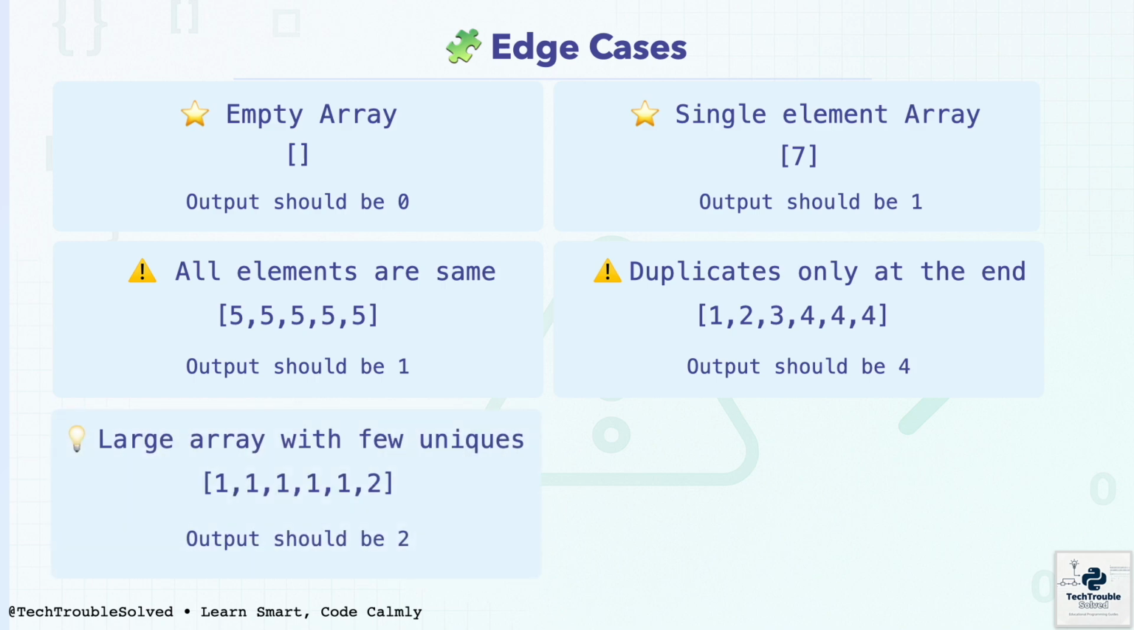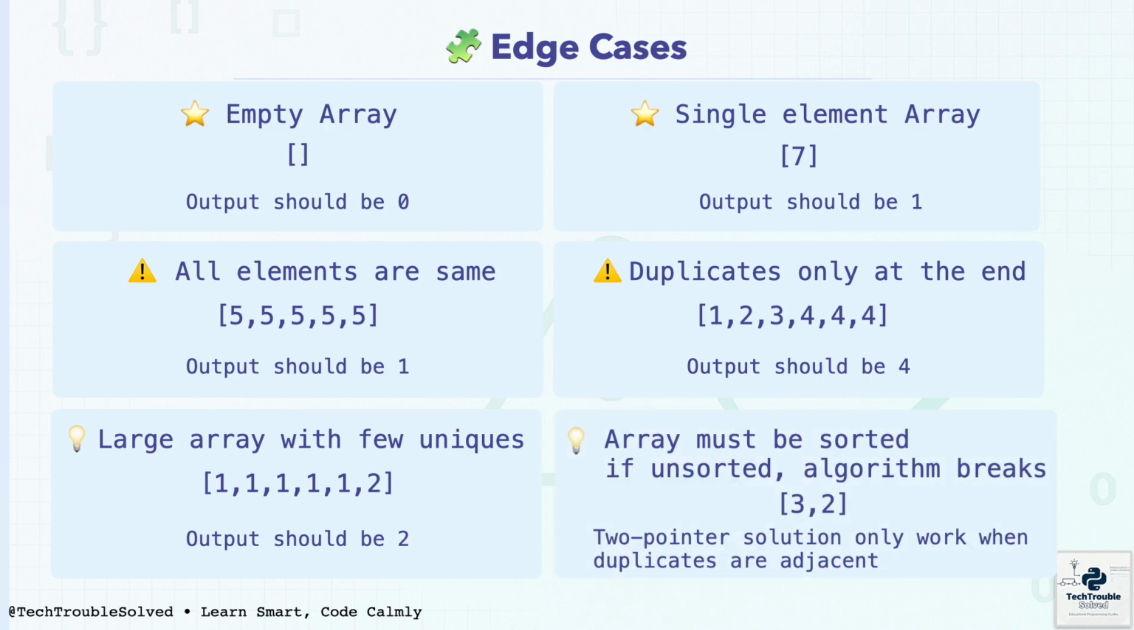Sometimes the array is very large but contains only a few unique elements. Even here j scans everything once and i moves only when needed. That's why the solution stays efficient. This last edge case is very important. The solution works only if the array is sorted. If the array is not sorted, duplicates will not be next to each other and the logic will fail.